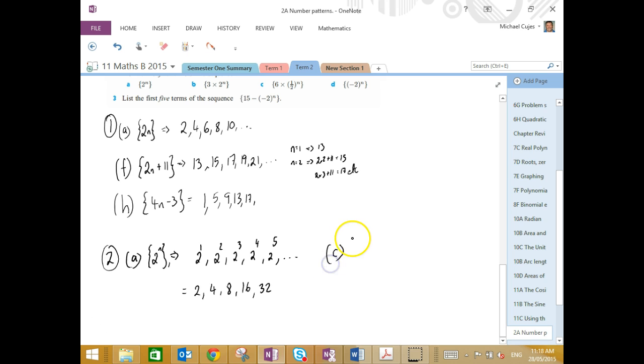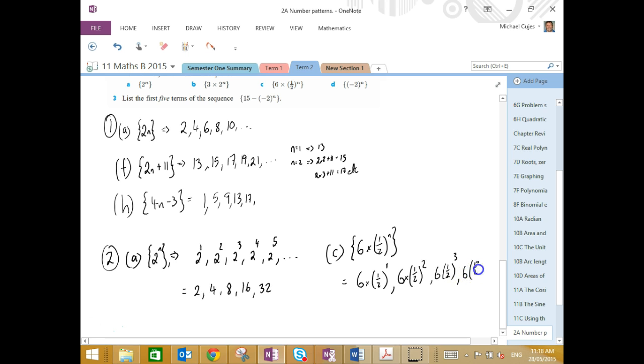So I'll have a go at C. 6 multiplied by a half to the power of n. So for this one here, I'm going to have 6 multiplied by a half to the power of 1. The next number would be 6 multiplied by a half to the power of 2. The next one would be 6 by a half to the power of 3, because it's the third term. The fourth term, 6 by a half to the power of 4. Fifth term, 6 by a half.